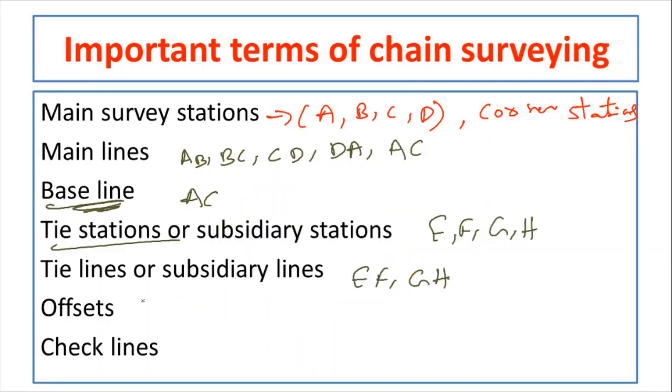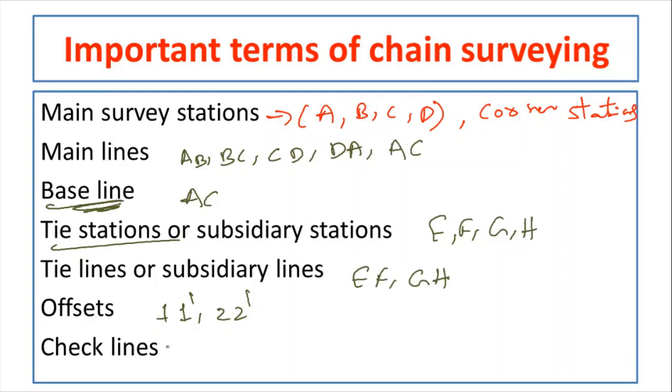Okay, so what are the offsets in the diagram? 1-1 dash, 2-2 dash, these are the offsets. So what is an offset? It is the line drawn from an object to any of the survey lines. It can be drawn to the baseline, to the main survey line, or to the tie line also, anything it can be.